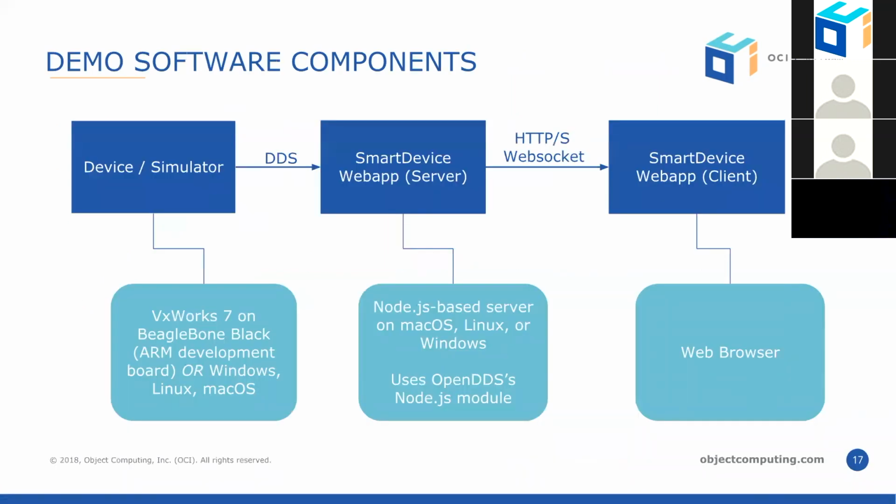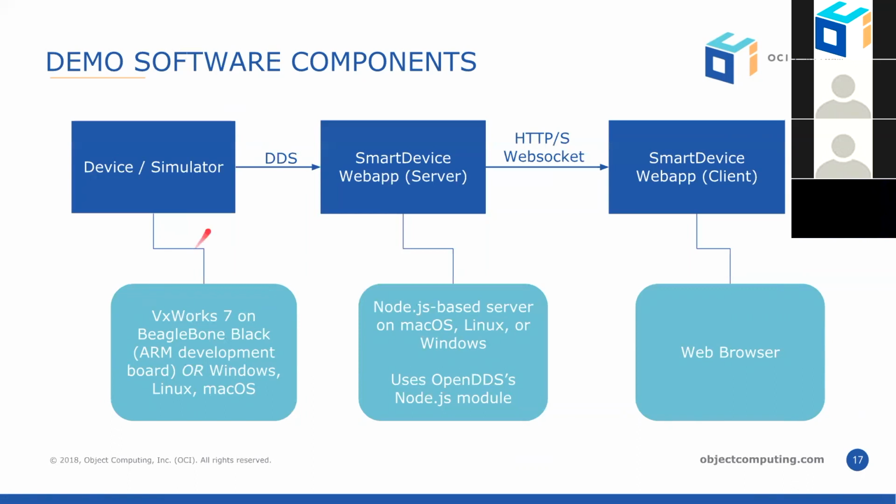The demo we're going to see is built on these three software components. First, on the left, the actual device or simulator. This is built to run on embedded systems, using as our demonstration platform VxWorks 7 on the BeagleBone Black, but it also runs just fine on common desktop or server systems like Windows, Linux, and Mac OS. For simplicity of the demo today, it'll just be running here on this laptop.